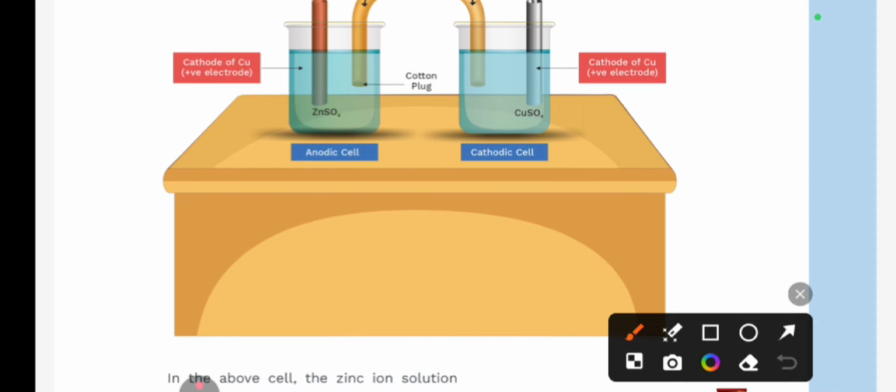So you can see the first cell, in which the zinc rod is kept in zinc sulfate, is called the anode cell, and the cell in which the copper rod is kept in copper sulfate is called the cathode cell. It is the zinc rod.